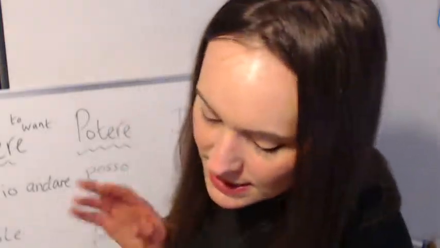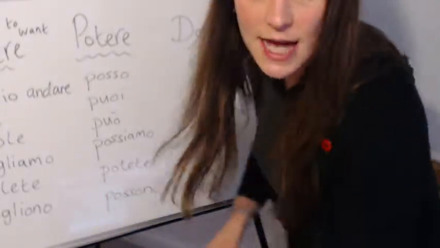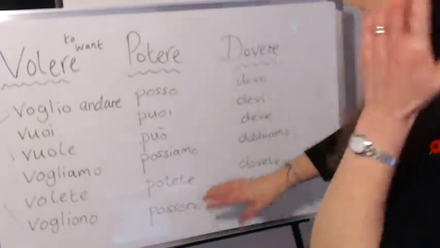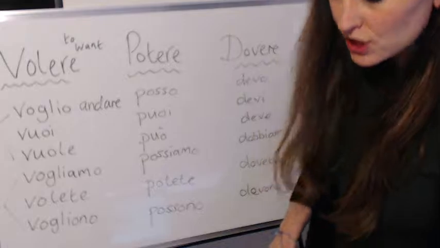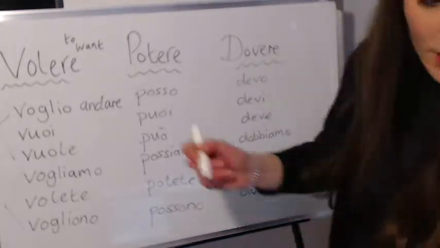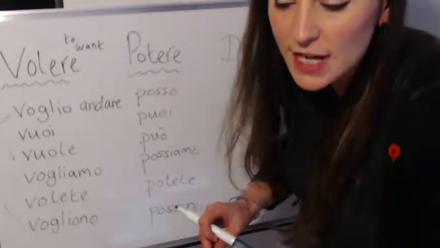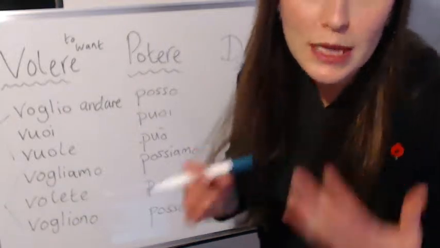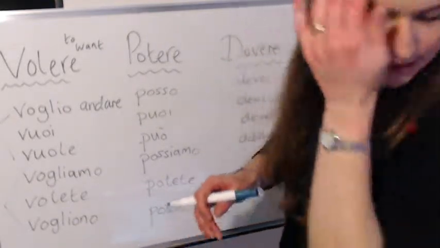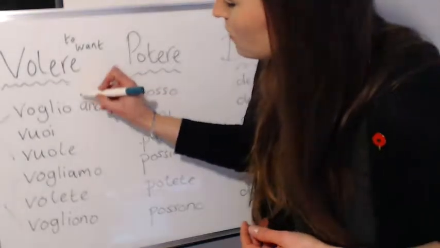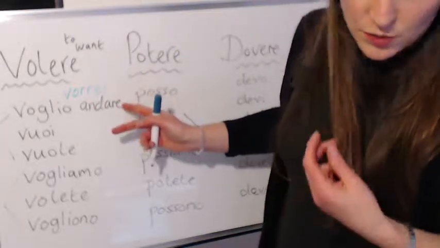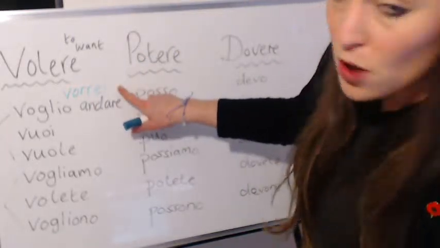So the nice thing about modal verbs, which are all these three on the board, questi tre qui, is that they can be followed by infinitives. So that's the verb to want. Worth mentioning here is that instead of saying I want or we want, you might want to use a more polite form, like I would like. So in Italian, instead of voglio, you can say vorrei. I would like to. Vorrei mangiare qualcosa.